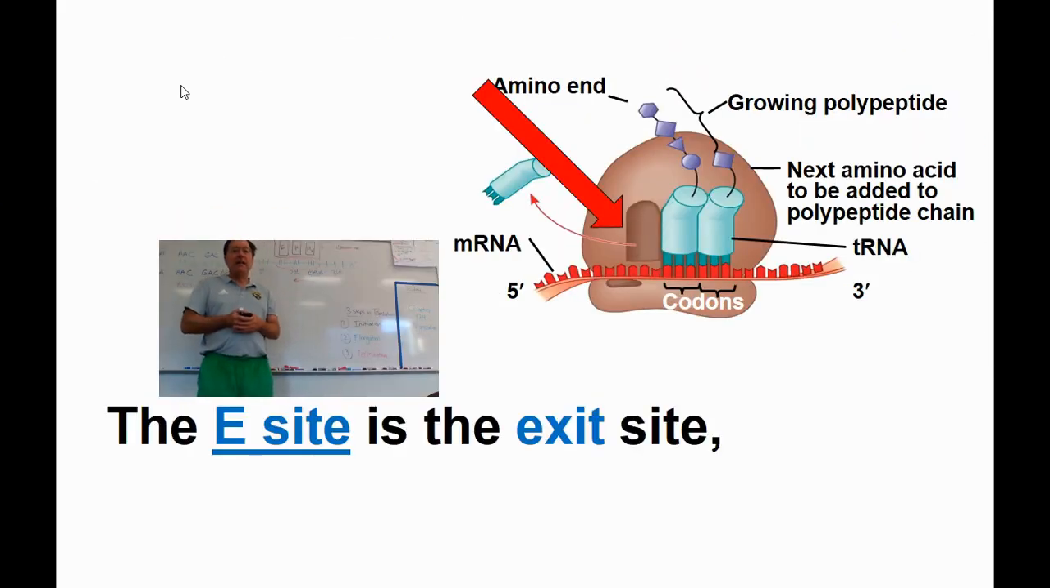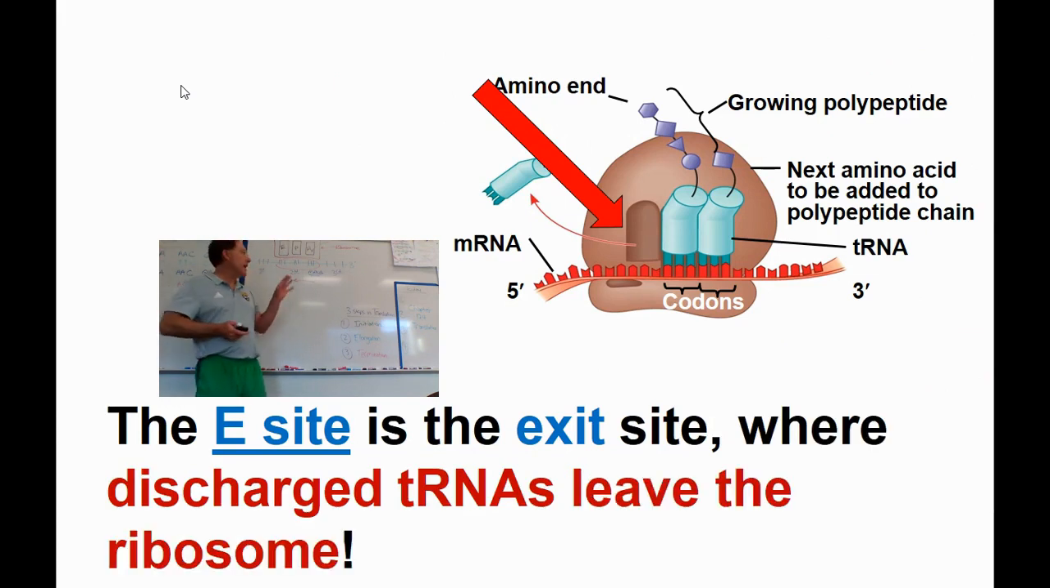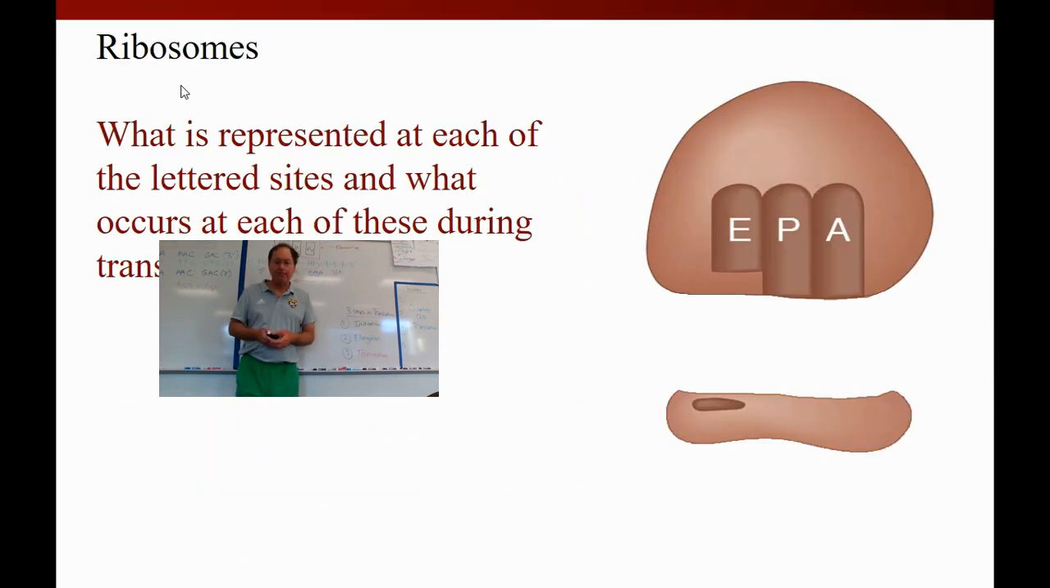The E site is kind of the ejector site or exit site where that now naked or discharged tRNA goes, and then it gets ejected, and then the amino acid tRNA synthetase enzyme will grab onto it and recharge it so it can come back and do it again.